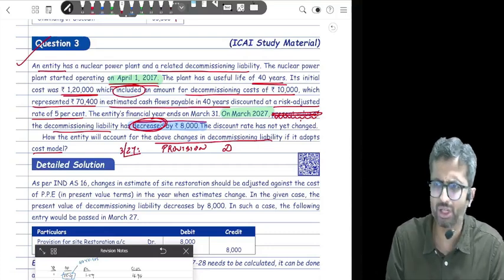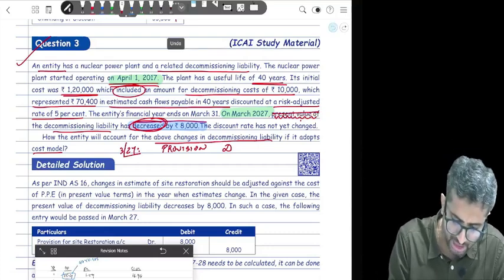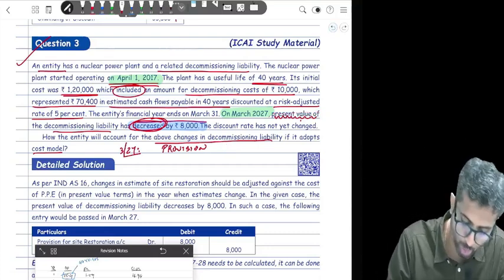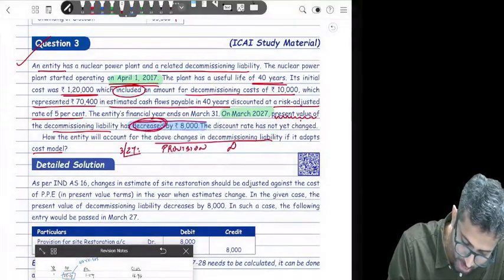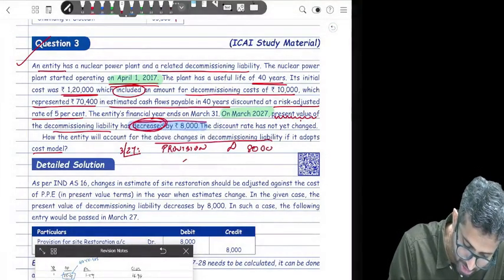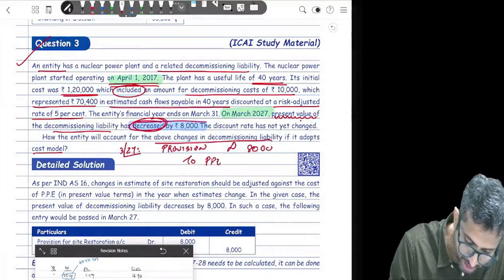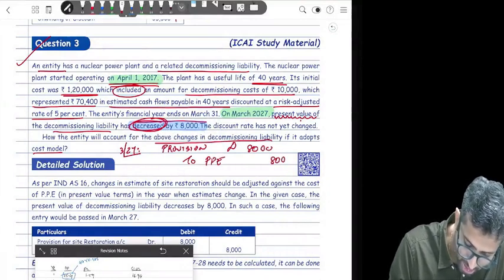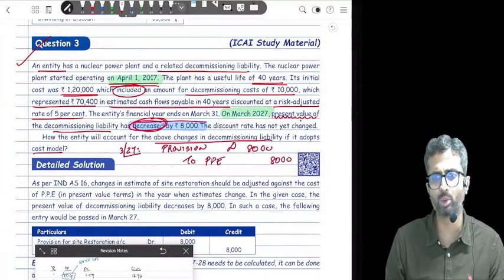But here, do we need to do any of that? No, it is clearly given that present value. So, provision debit by 8,000. What will you credit? PP. Credit by how much? 8,000. Now, the question ends over here.